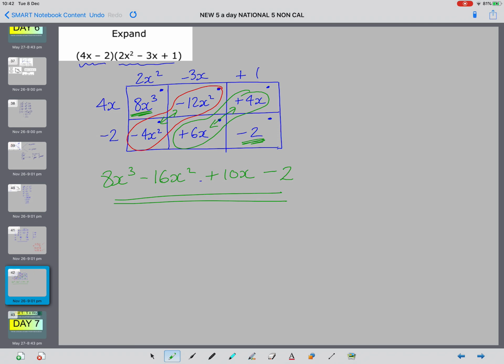I just showed you a slightly different way this time, but you can certainly just take the first term in the first bracket and multiply it by each term in the second bracket, and take the second term in the first bracket and multiply it by every term in the second bracket also.